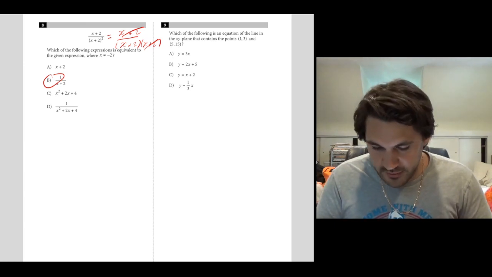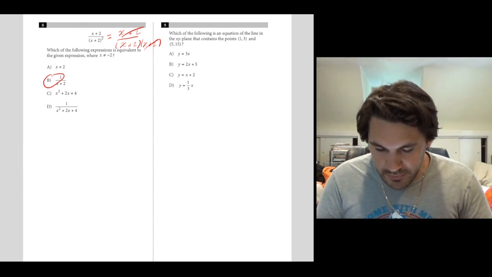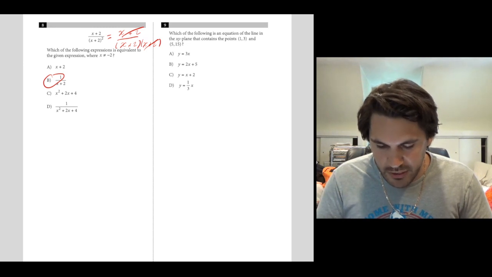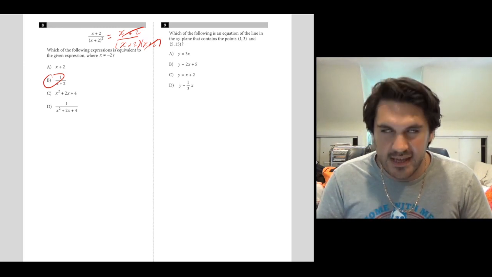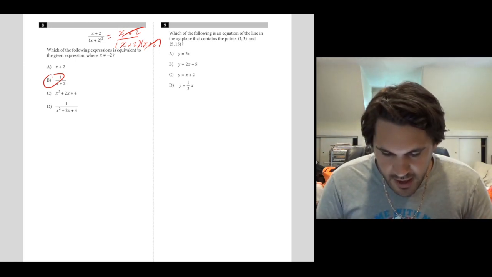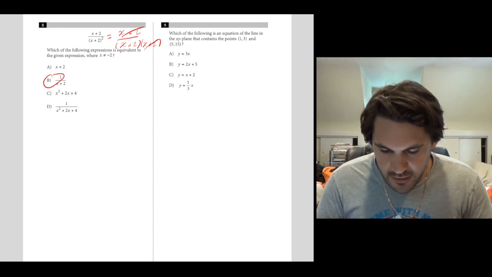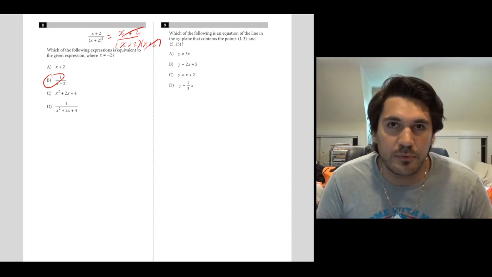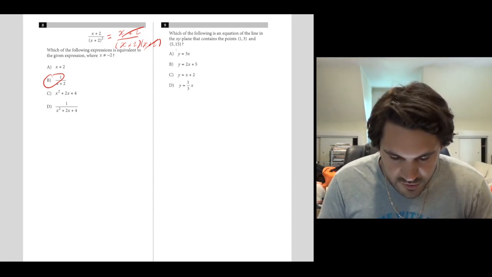Number 9. Which of the following is an equation of the line in the xy plane that contains the points 1, 3 and 5, 15? Just plug them in and see which one works. Answer choice A, y equals 3x. We plug in 1 for x, will y equal 3? Yes. If we plug in 5 for x, will y equal 15? Yes, that's it. It happened to work. Easy peasy, donezo.